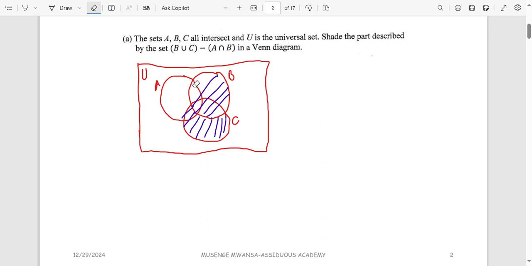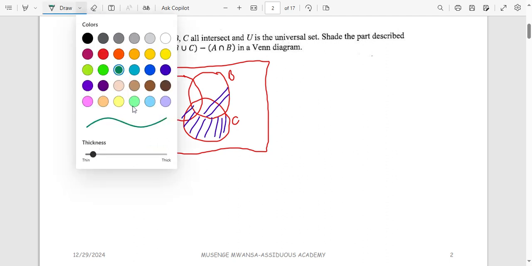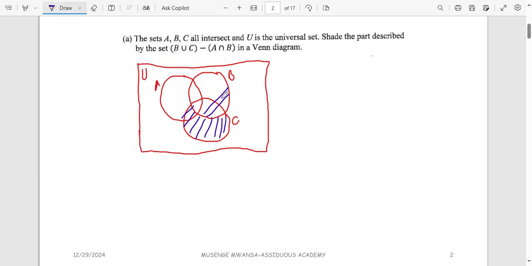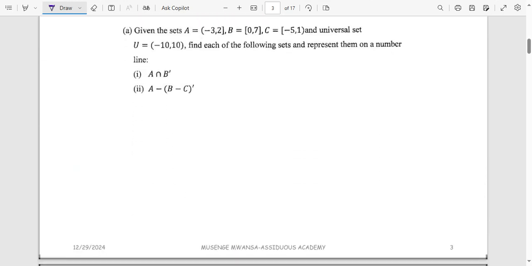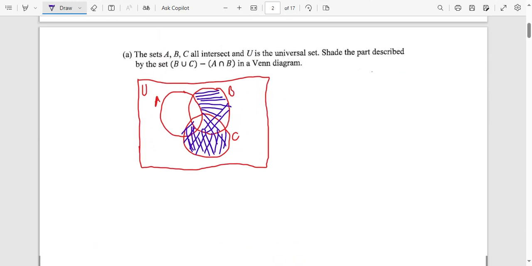You've seen that it isn't hard. So when shading, I'll simply shade everything else. I'll just not shade A intersection B. So everything else in B and in C is shaded. Does this make sense? Are we okay? Yes, that's the final answer.